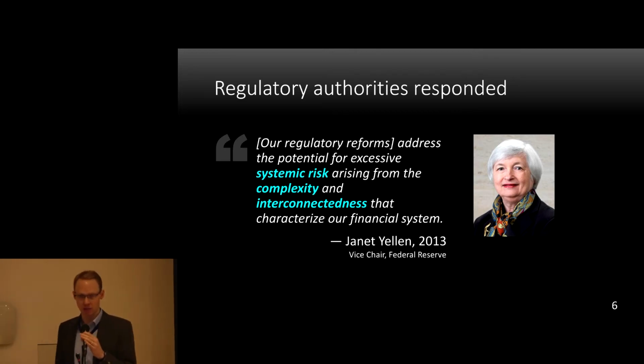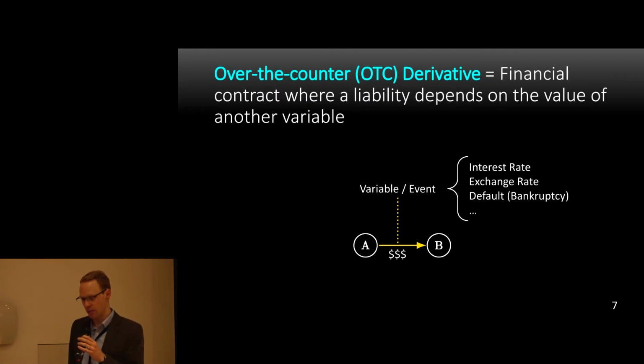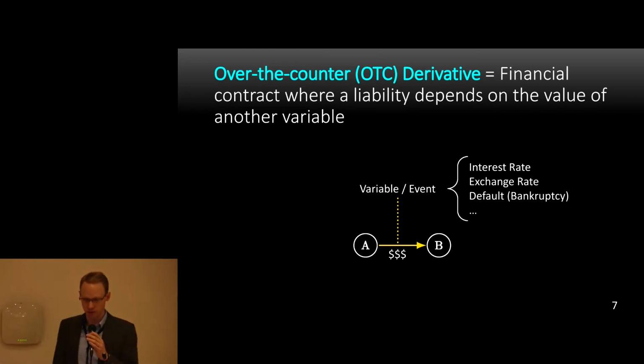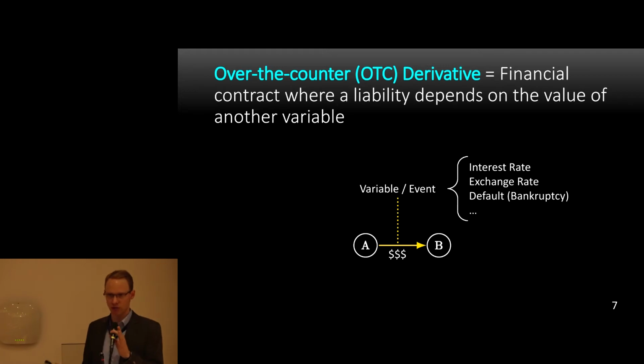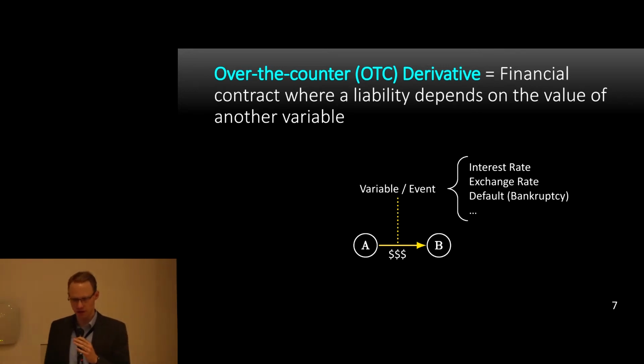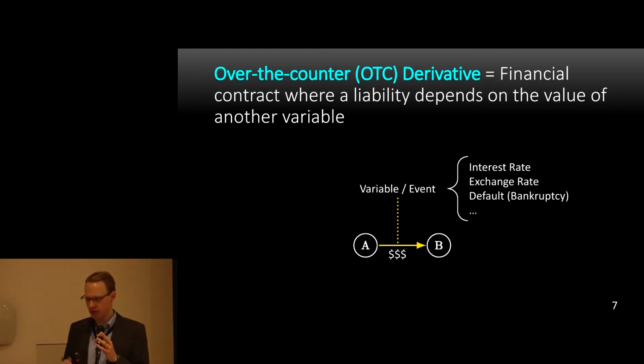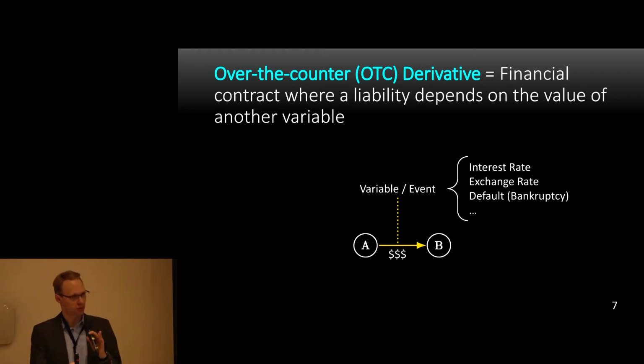Especially in the years leading up to the crisis, they were not really just single numbers, but they were to a large degree what is called an OTC derivative. OTC stands for over the counter, so directly traded derivatives, directly traded between banks. An OTC derivative is just a contract between two banks, A and B, where some money has to be paid dependent upon some variable or event. This variable or event could be anything. It could be an interest rate, it could be an exchange rate, it could also be the default or bankruptcy of another financial institution.